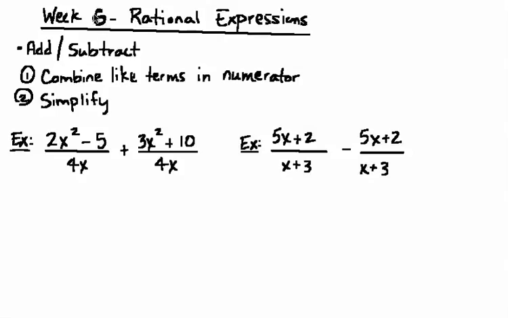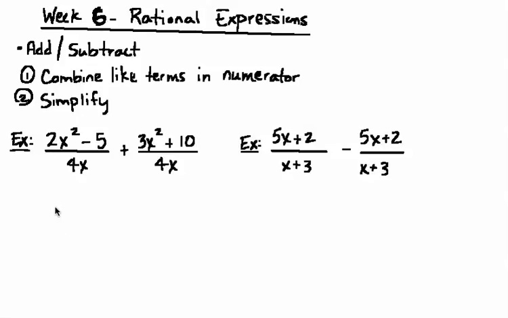In addition to simplifying rational expressions, we also want to be able to add and subtract rational expressions. The two steps that we're looking at are combining the like terms in the numerator and simplifying. Of course, when the denominators are different, you would first have to get the least common denominator, but we're not looking at that in week 6. We're only looking at rational expressions with common denominators.